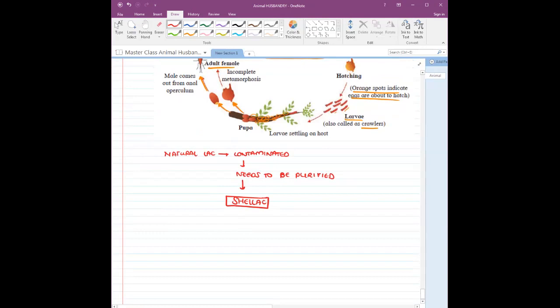And then finally, when we talk about the uses, let's see what the uses are. So where are we going to use this thing? We're going to use this in toys. We're going to use it in bangles. You're going to use this in polishes, in inks, in your woodworks, etcetera. This is something that we need to know about your lac.